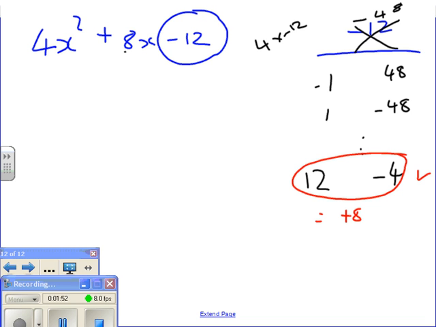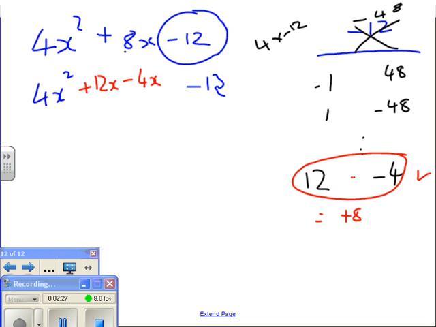Now, when writing out the trinomial, we're going to keep the 4x squared the same. We're going to keep the negative 12 the same, but instead of writing plus 8x, I'm going to write it with the numbers that we now have. So I'm going to have plus 12x, but then in order to get to 8, you need to take away 4x. So all we've done is rewrite the trinomial, but instead of writing 8x, I've written 12x minus 4x, and it's going to make this much simpler to factorise.